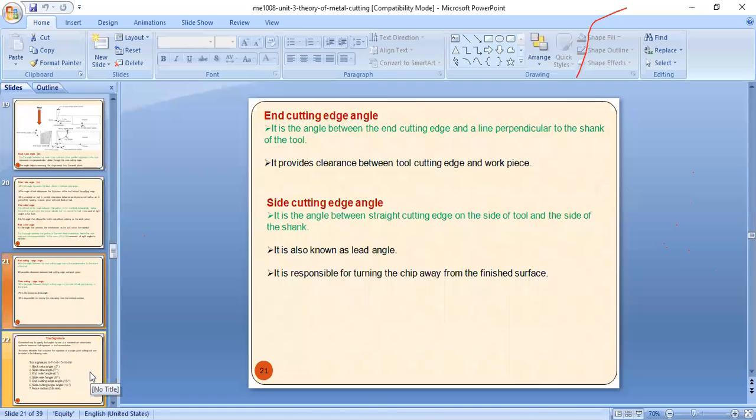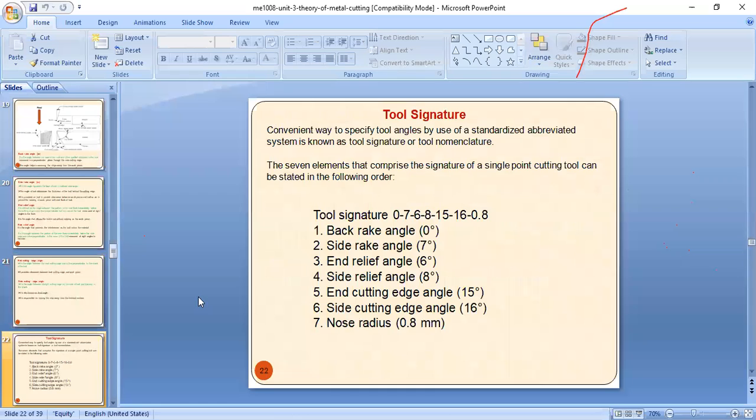The next slide is very important, because mostly in competitive exams, they will give the tool signature like a code, not a barcode, some digits, just like a passcode. We will try to have the 7 elements. These are very important aspects. The first one, 0, is the back rake angle. The 7 degrees is the side rake angle. First you start with the back rake angle.